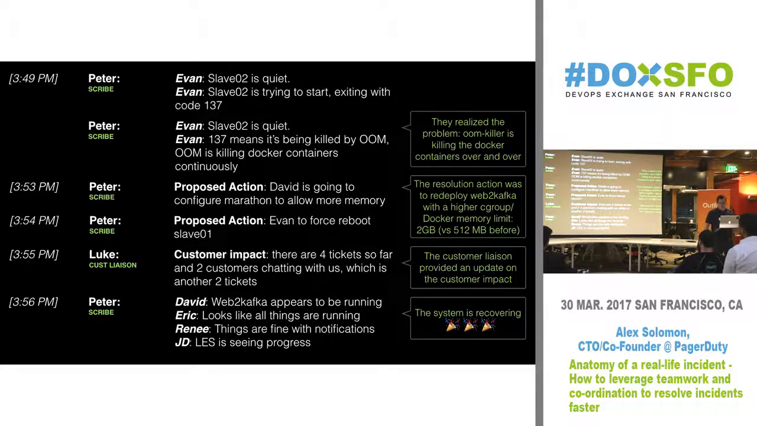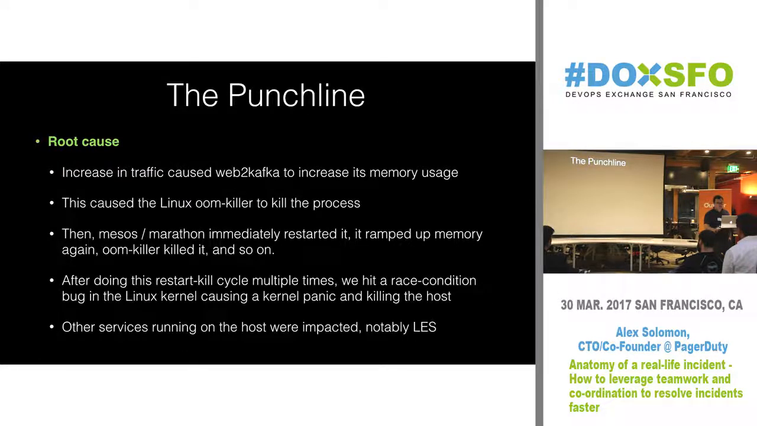And then here we go, Web to Kafka. So they actually did that proposed action, and now Web to Kafka appears to be running fine. Looks like everything's kind of recovering. Notifications are going through just fine, and the log entry service is starting to progress finally and starting to read stuff that's published onto Kafka. So, that recovery message. So essentially, this is a pretty interesting problem that we ran into, so I'll give you guys the punchline.